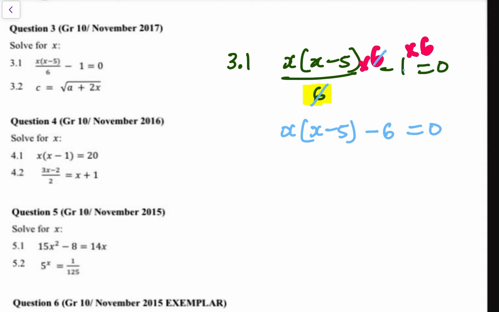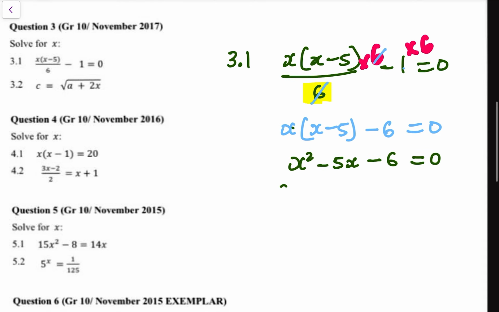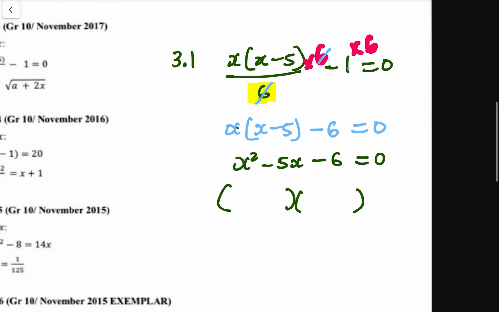And then from here, we remove the brackets. X multiplied by x will be x squared. X times negative 5 will be minus 5x. And then minus 6 is equal to 0. Then we can factorize this trinomial. We are looking for factors of 6, which are 6 times 1, and 3 times 2. But because 6 is negative, when we subtract those factors, they must give us 5.